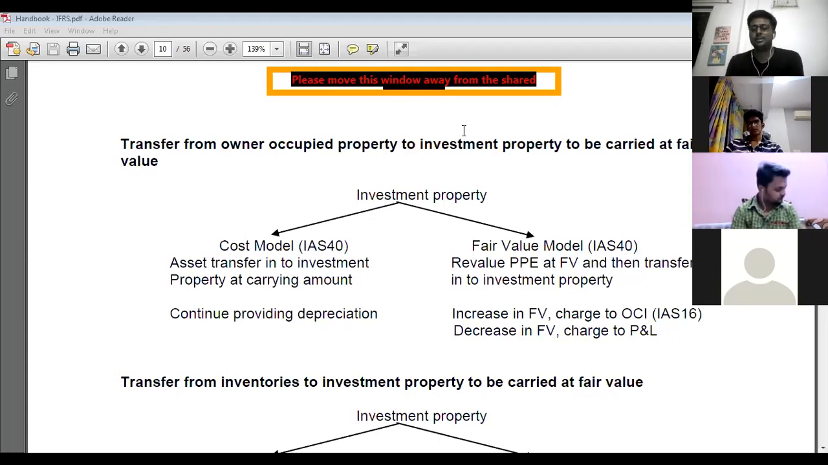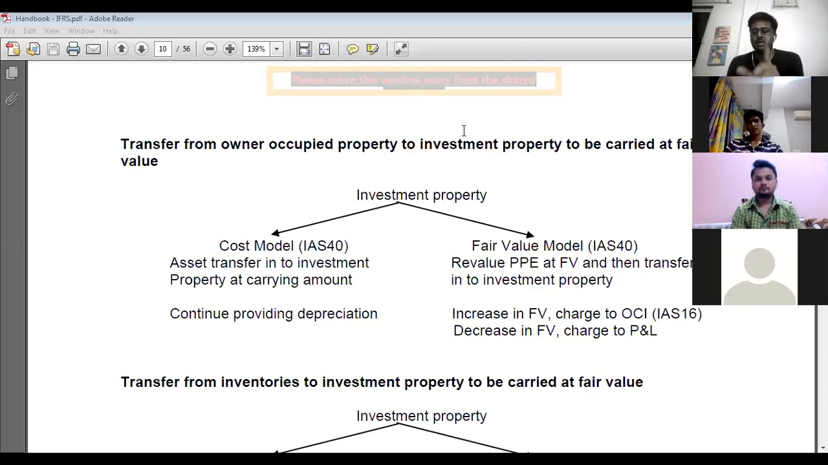To understand, when we are remeasuring, we are revaluing before transfer. So before transfer, the asset is covered under which standard? IAS 16. And as per IAS 16, whenever the fair value of the asset is increasing, we always record it as a part of the statement of other comprehensive income. So in both cases, investment property to owner-occupied property or owner-occupied property to investment property, remeasurement always happens before transfer. Before transfer, for any revaluation we need to see under which standard the asset is covered. Here the asset is covered as per IAS 16.